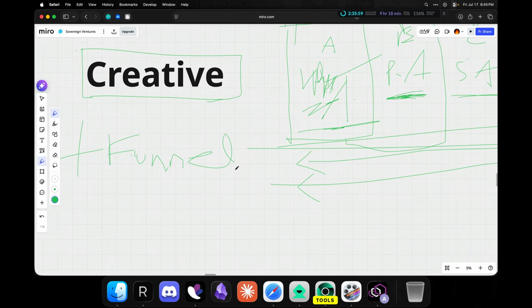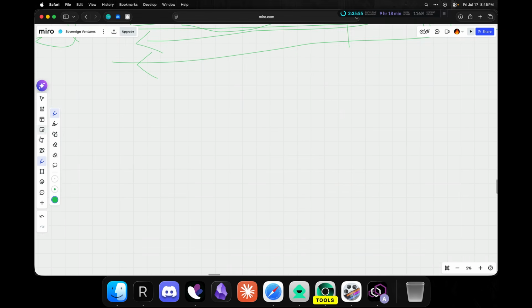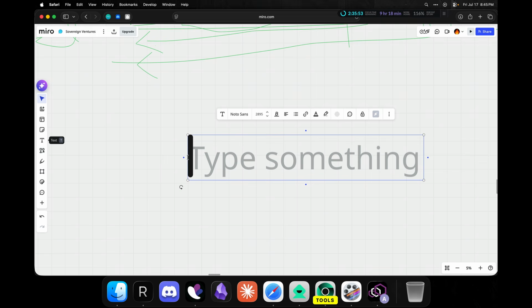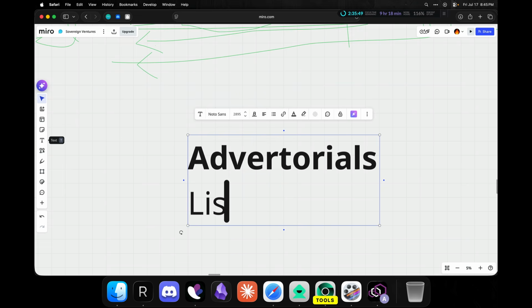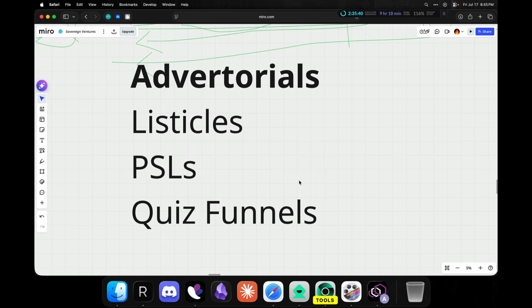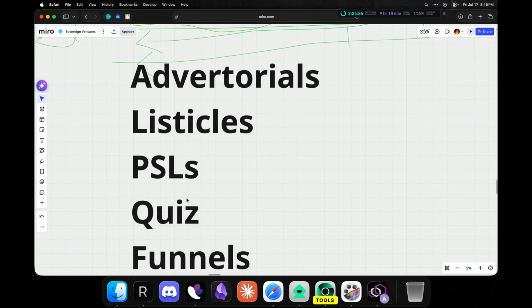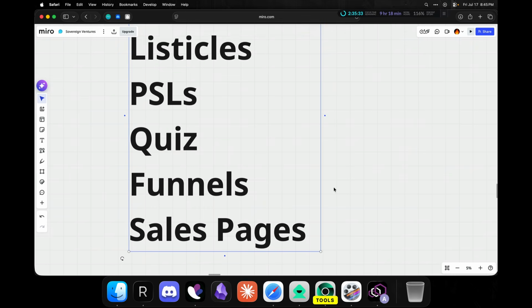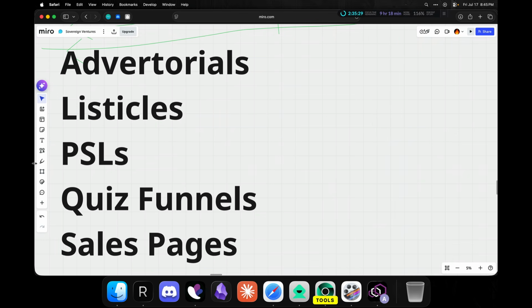So anyway, moving to the next point, that is the funnel. All right, so the thing is that you need to understand the different funnels that exist. So advertorials, listicles, and then you have PSLs, then you have quiz funnels, just to name a few, right? Mostly these, and then you also have sales pages, right? So yeah, you need to understand each of these things.